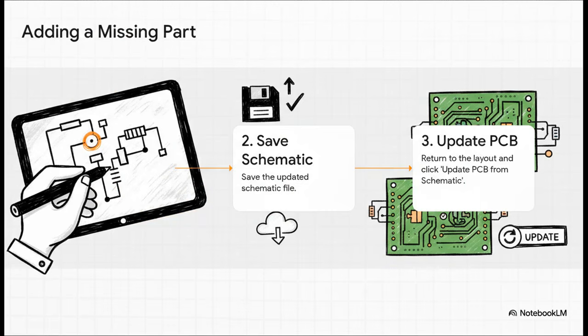No, absolutely not. Here's the golden rule. All changes start in the schematic. So just breathe. Go back to your schematic, add that missing part, save it, and then head back to your layout. You just click one button, Update PCB from schematic, and bam! The new part just pops up, ready for you to place without ruining any of your artwork.